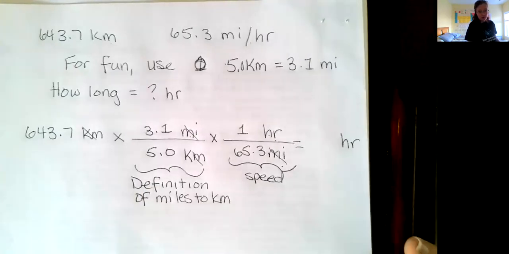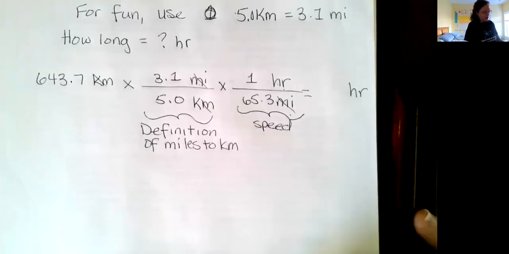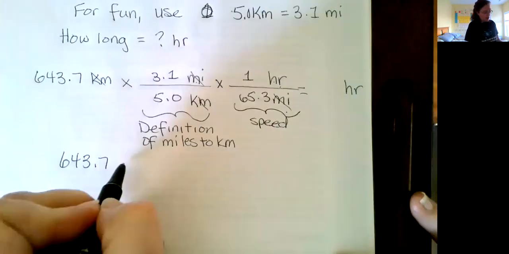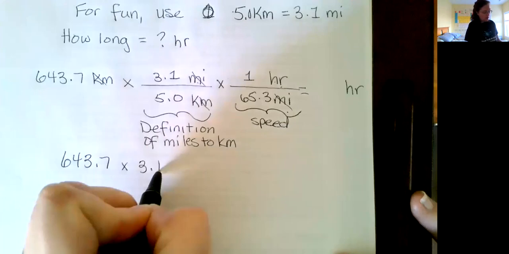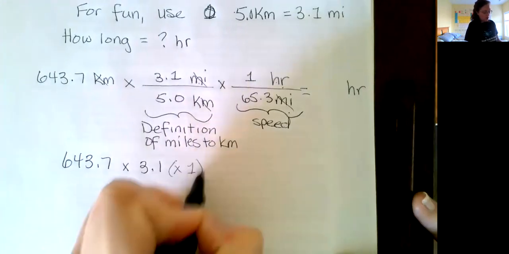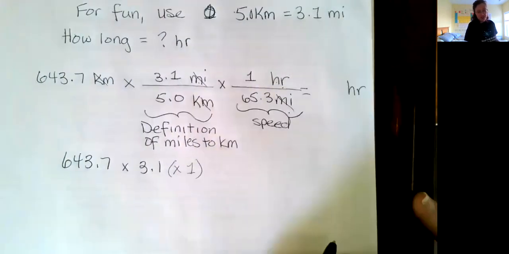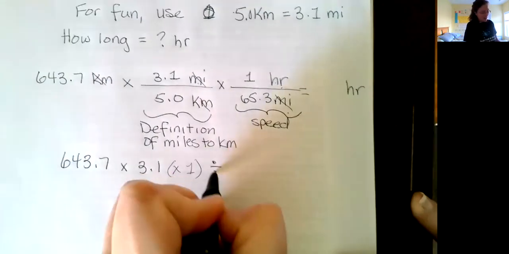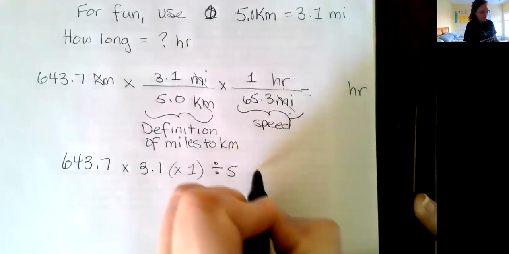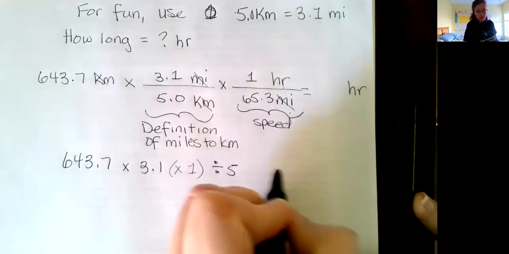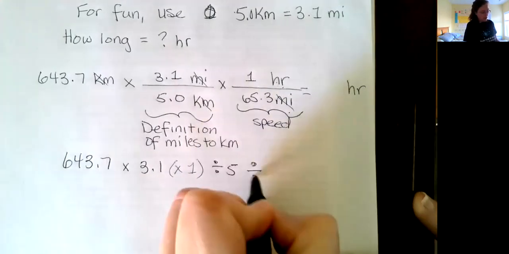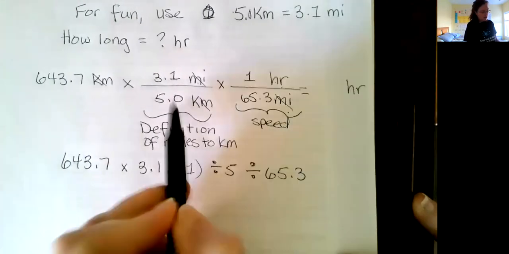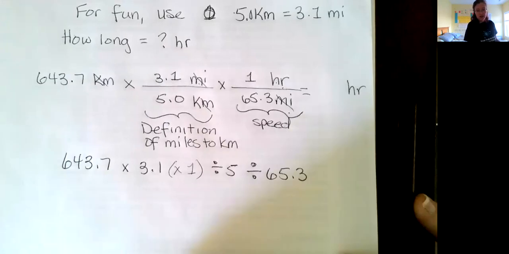What are we going to put in the calculator? Let's see. We've got 643.7 times 3.1. I would do times 1, except it's not going to change my values. And now, divided by 5. You could put 0.0 if you want. Divided by 65.3. Divide, divide, divide by anybody on the bottom.